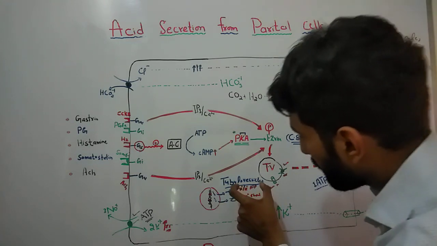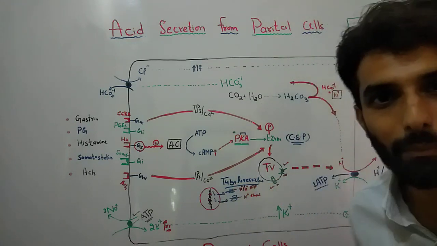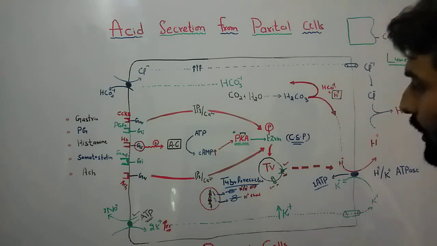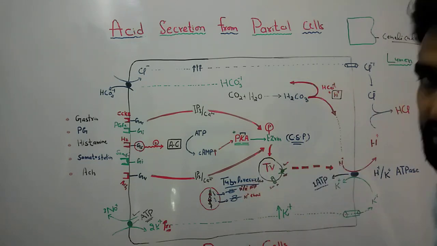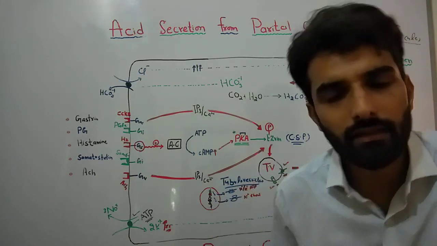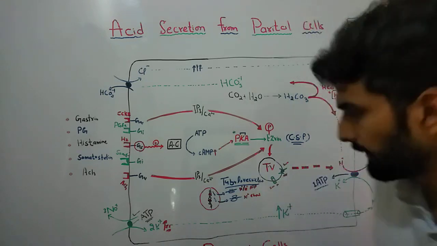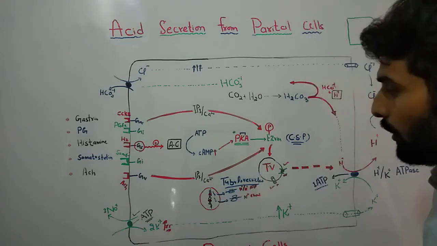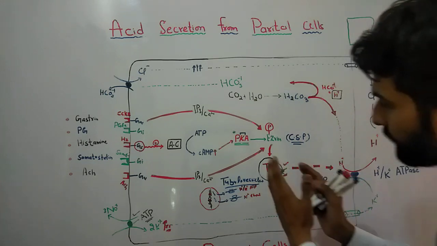Now these proteins, the hydrogen-potassium ATPase pump and the potassium channel, will be placed over the tubulovesicles. These are basically organelles present in the parietal cells. So they will be placed on the tubulovesicle. Now what will happen?